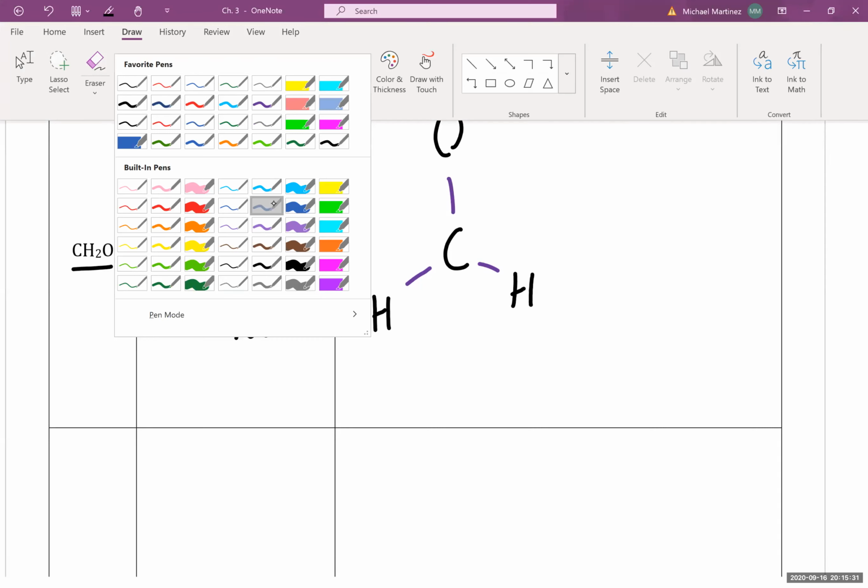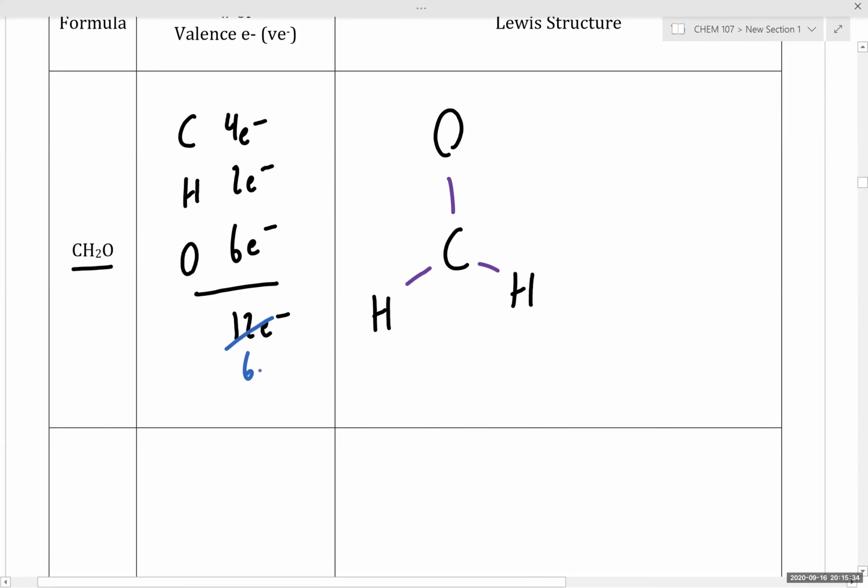Next, we subtract from our total our 6 electrons used for bonding. And where do we place our remaining 6 electrons? Oxygen. Yep. Why? The reason for that is oxygen is more electronegative. And as a result, if we're placing our lone pair, we prefer to place it on the more electronegative atom or the outer atom. So we've used up all of our electrons.